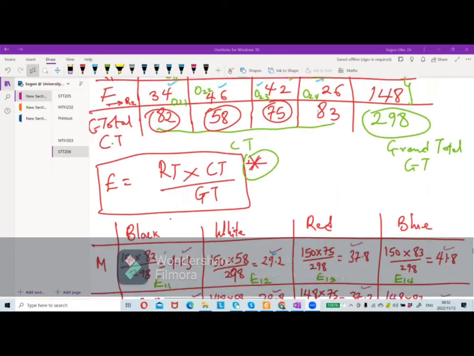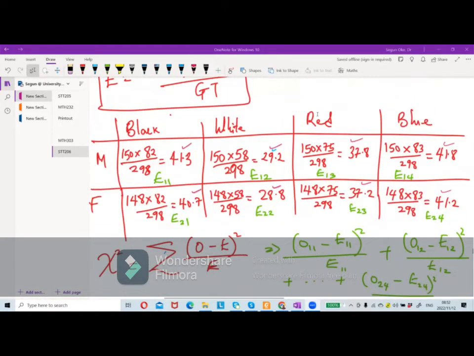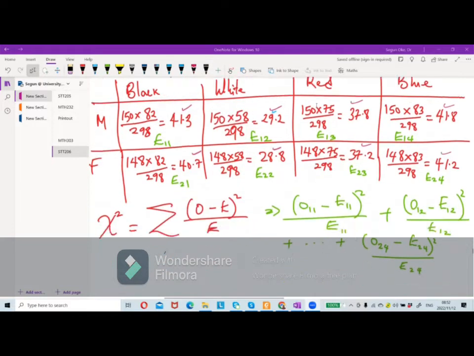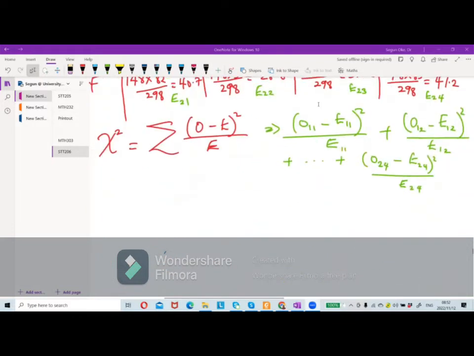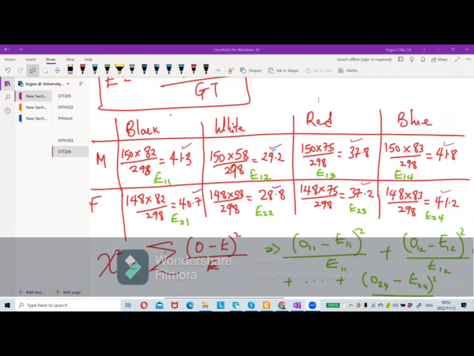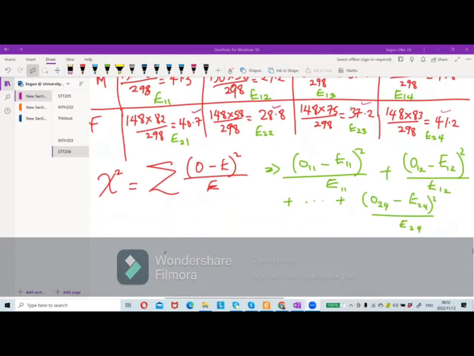So from there, we calculate our expected value, RT multiplied by CT divided by GT. So from there, we can get this. We will take them one after the other and add everything together, and that's settled our case. So how do we do that?